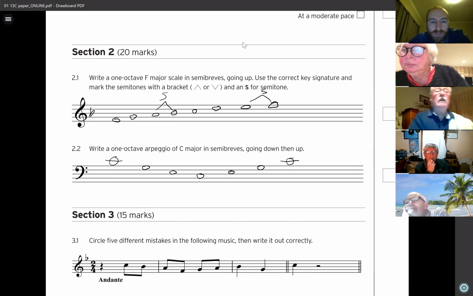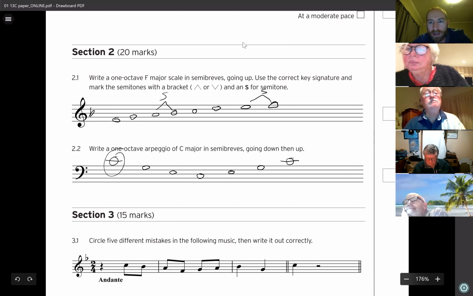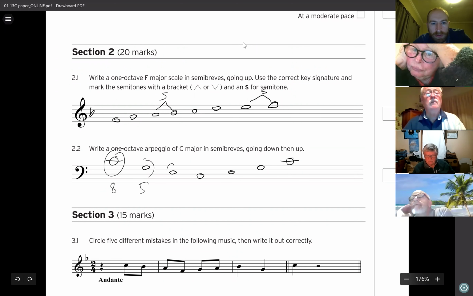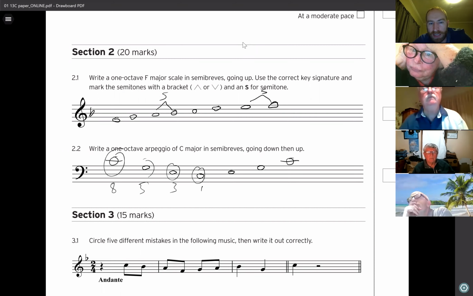Okay. So here is an arpeggio going down and then up. The top note, this one, that's 8 of our scale. This is a G, that's 5, 3, 1, right? C, right? So that's an octave, 8 and 1. Back to C on one. So you understand that that's an octave?